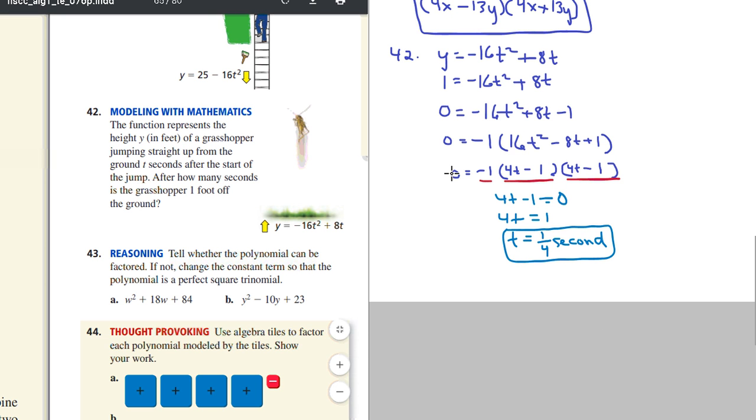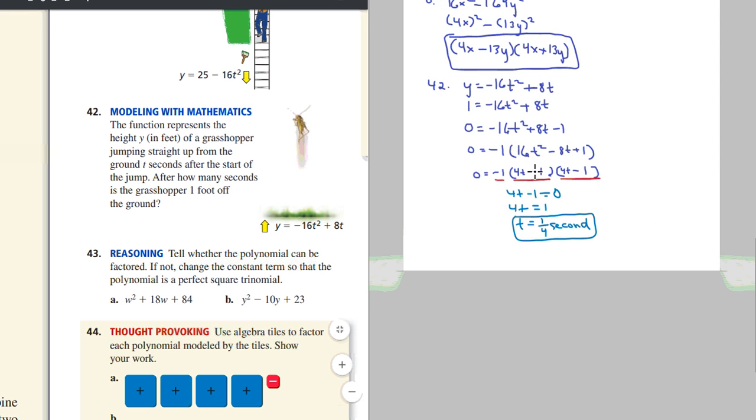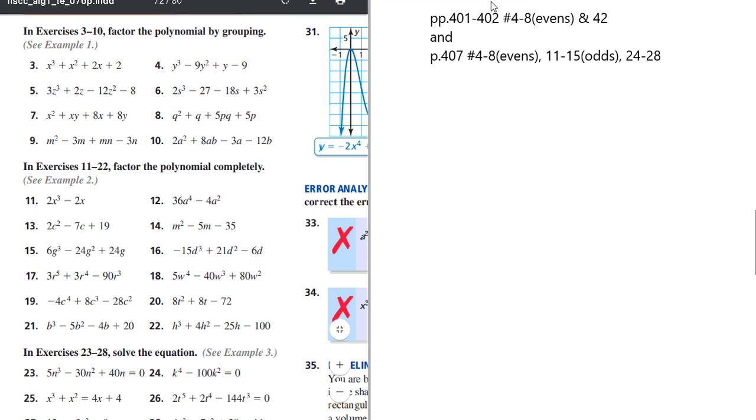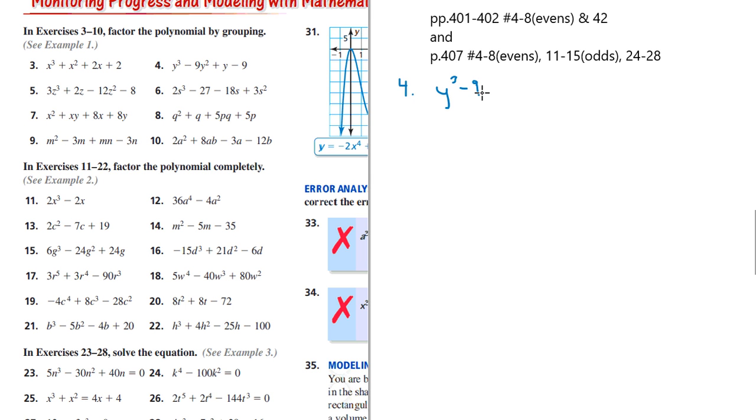All right, going on to the second part of this assignment. We have page 407, starting with numbers 4 through 8 even. With numbers 4 through 8, we have to factor the polynomial by grouping because all of these are 4-term polynomials. So number 4 is y cubed minus 9y squared plus y minus 9.